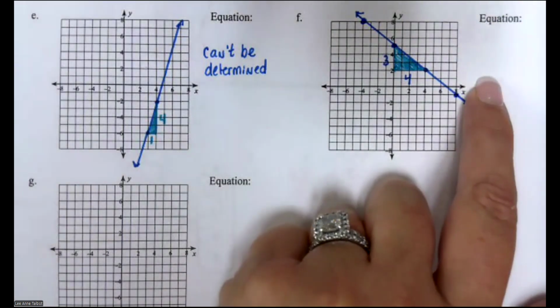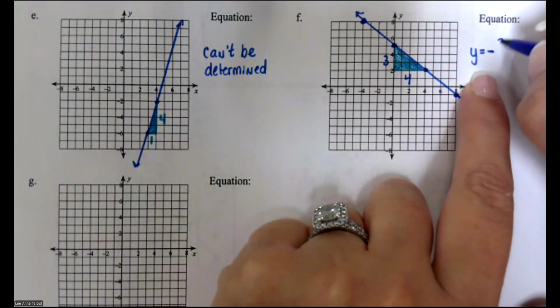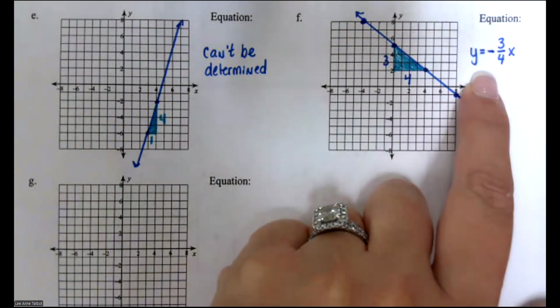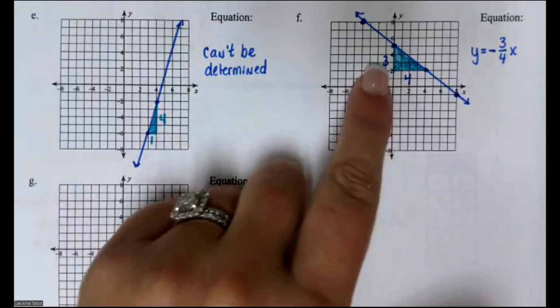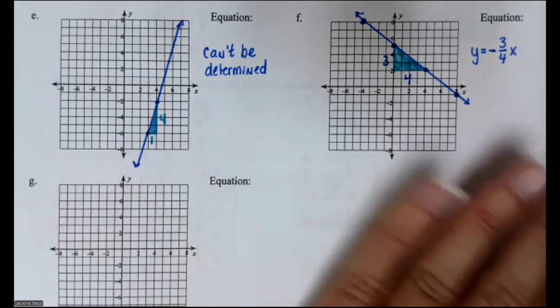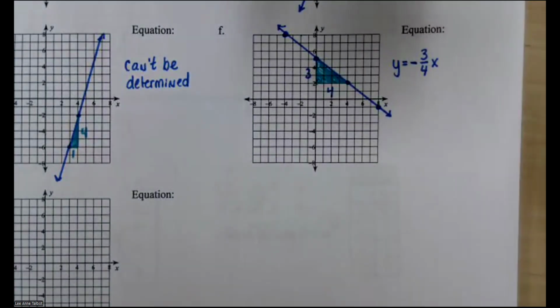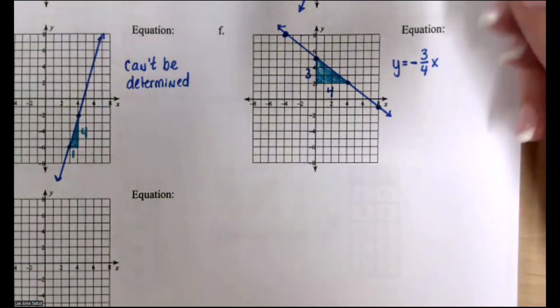Okay. Y equals negative 3/4 x. So I can get that from my triangle and making sure that it's going downhill, but the problem also told us the slope was negative 3/4. What's the y-intercept in this one? 5.